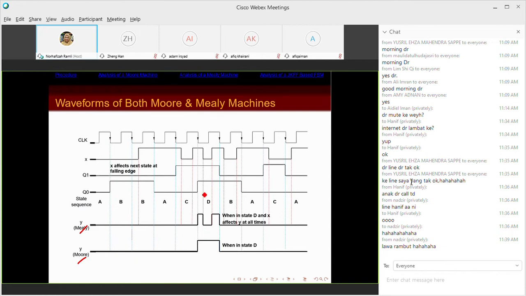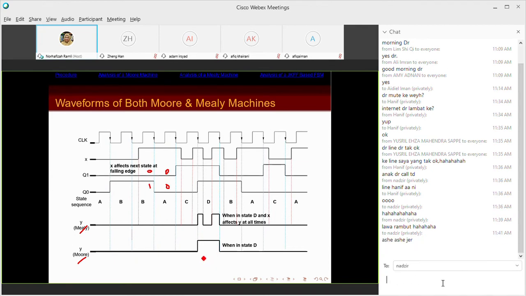For Mealy, it depends on the state and the input. So as long as you are in state 00, 01, this is two pulses. So this is state 01, this is state 00, and now you are in state 1-1. For Moore, Y depends on Q1 and Q0, so 1-1 is here. Oh yeah, and also this flip-flop is negative edge triggered. I think look at the circuit again.